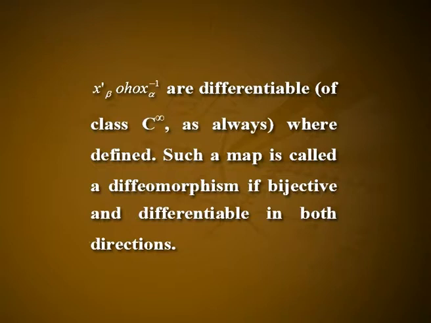Such a map is called a diffeomorphism if bijective and differentiable in both directions. For purposes of differentiation, a differentiable manifold locally has the structure of Euclidean space. Thus, the differentiability of a map can be tested in local coordinates. The diffeomorphism requirement for the chart transitions then guarantees that differentiability defined in this manner is a consistent notion, that is, independent of the choice of a chart.